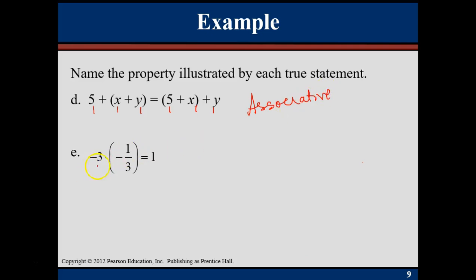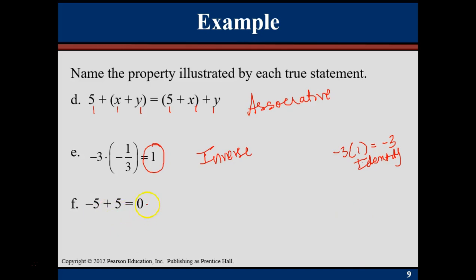E is a -3 times a -1/3 is equal to a 1. 1 is the identity for multiplication. If the identity is alone on one side of the equal sign, then you are talking about the inverse property. In order for it to be identity property, it would have to be in with the other number next to it. You would have to be using it to be the identity property. But this would be the inverse property for multiplication, since we're multiplying.